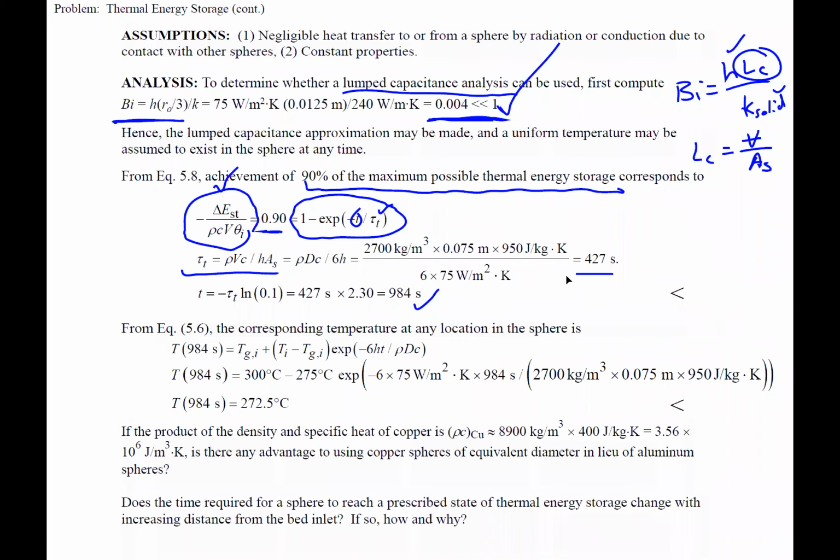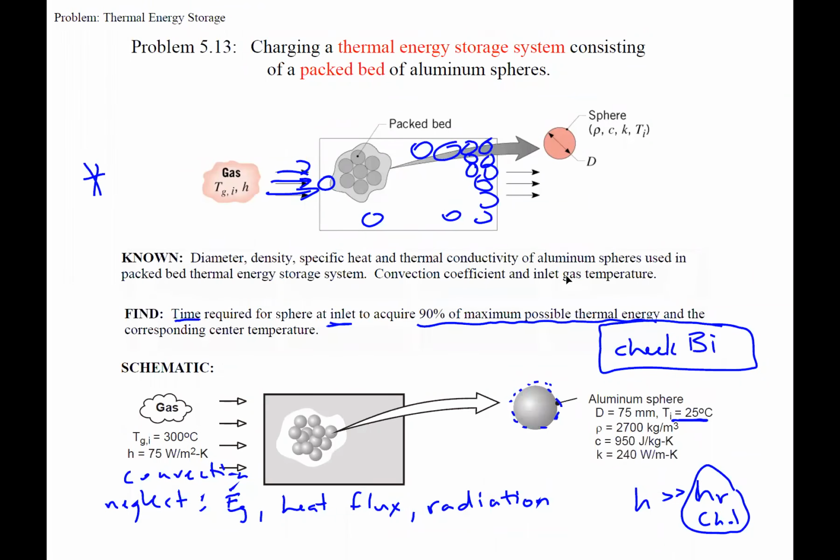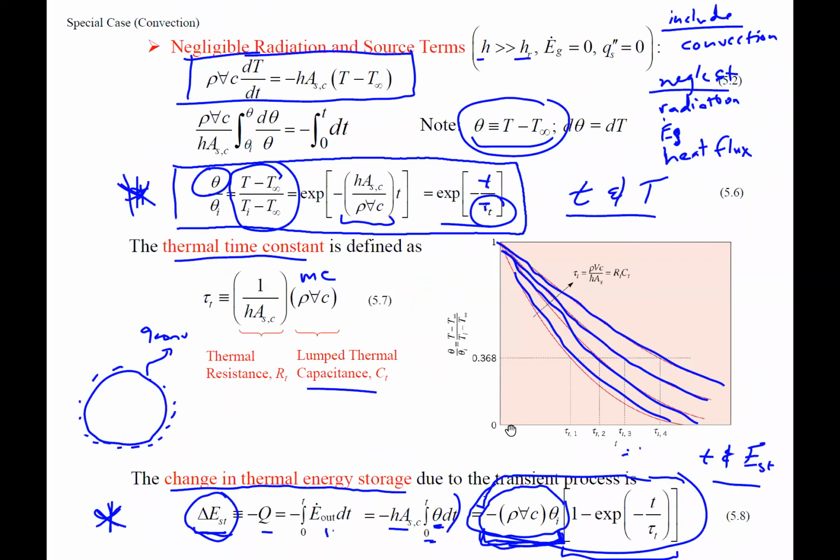All right, the next part asks us for the corresponding center temperature at that time, of 90% maximum possible thermal energy. So we go over here, we have our two equations, and we're going to use probably this top one, right? We have a time and we want a temperature.